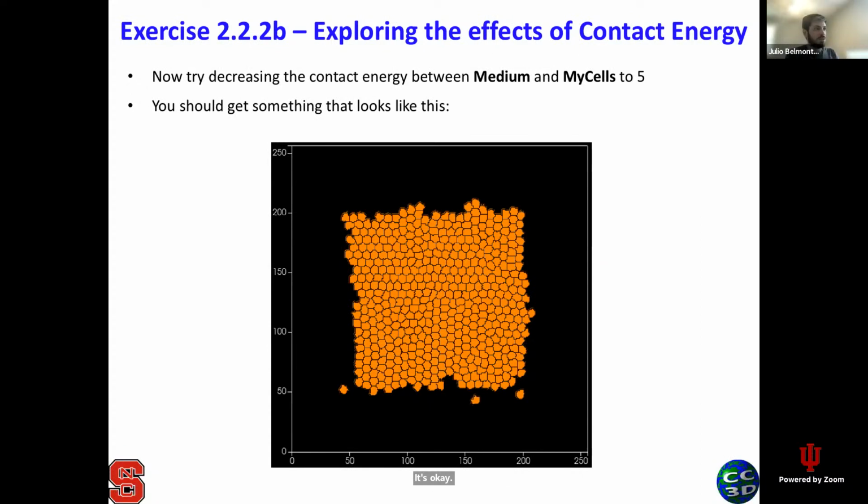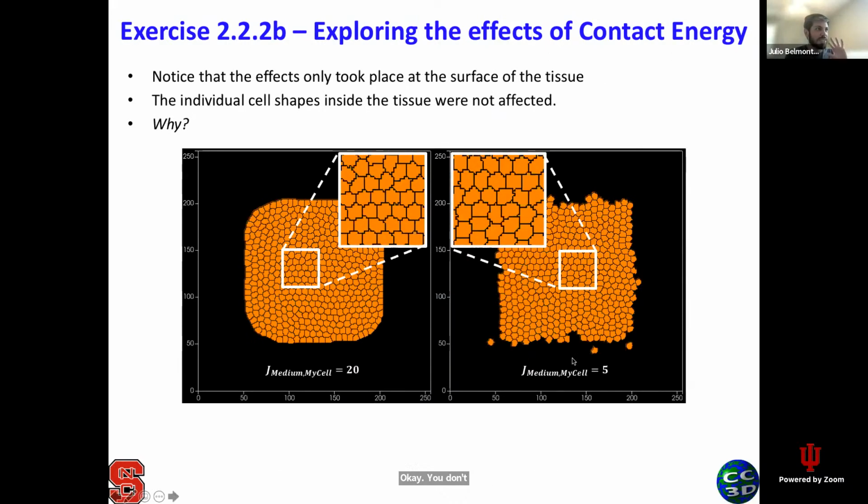What I also want you to know, as I have already said before, is that by changing the energy between the cells and the medium, you only affect what's happening at the medium, at the interface, or the outermost layer of the cells. You don't have any effect inside the tissue. If you zoom in on the bulk of this tissue, when you have a very high energy and a very low energy between cells and medium, you see a lot of change at the periphery, but inside, if I zoom in and compare side by side, there is no difference. They look exactly the same, okay?